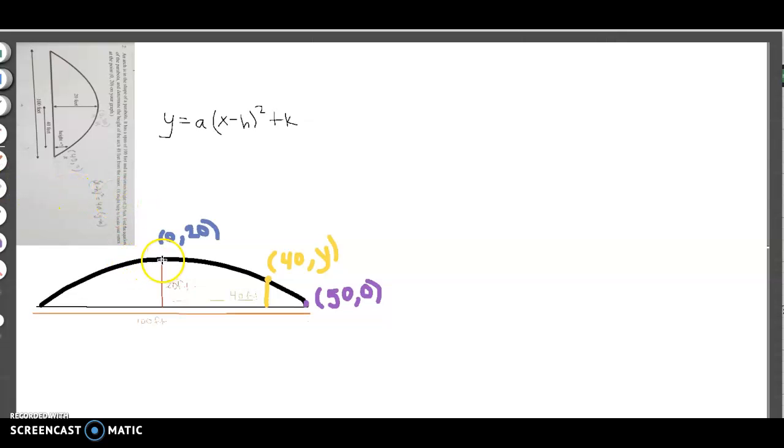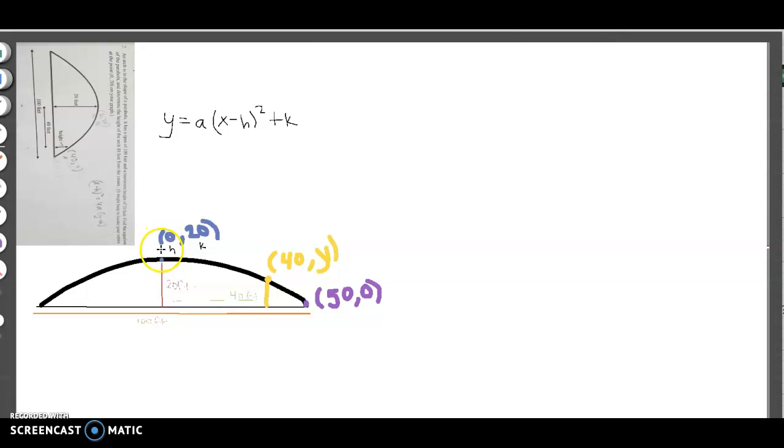So we found the vertex (0, 20), and it looked like you had written h and k on your paper, like you recognized that those were for this vertex form. You would be able to plug those in. And then I put a couple more things on here that I recognize from the given information. It says it has a span of 100 feet.